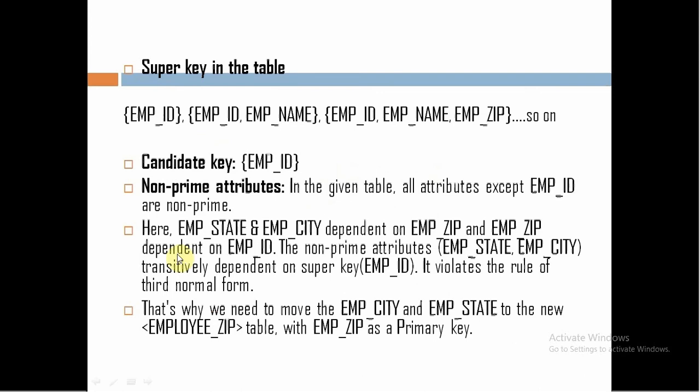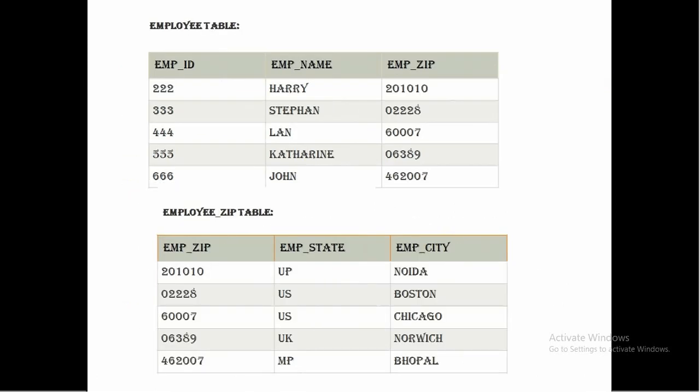That's why we need to move employee city and state to a new table with employee ZIP as a primary key. So we decompose the relation into employee table and employee ZIP table. Employee table includes employee ID, employee name and employee ZIP. And employee ZIP table contains employee ZIP, employee state and employee city. So here no transitive dependency exists.